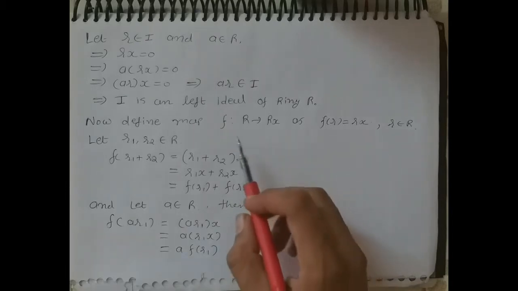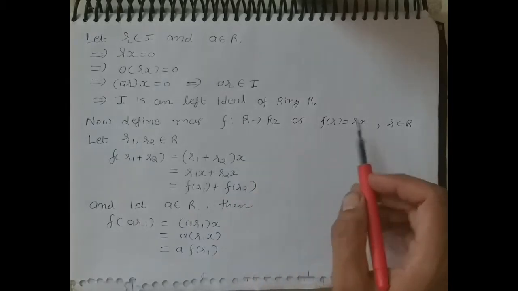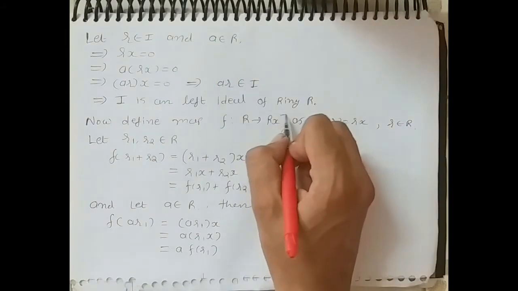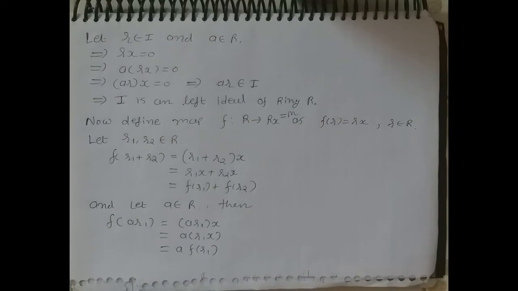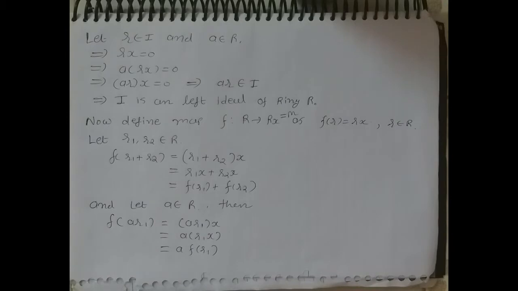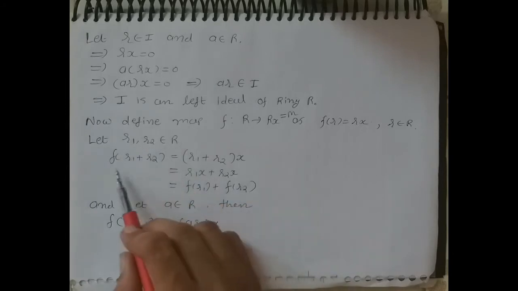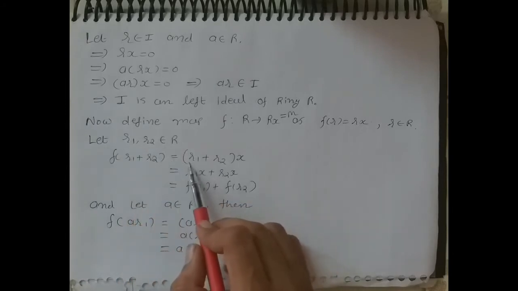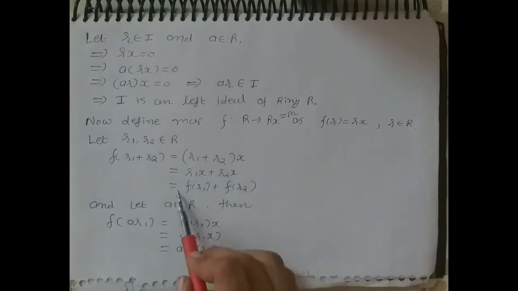So let us define map f from R to Rx as f of r is equal to rx. But here our Rx is equal to M, so our map is from R to M. So f of r is equal to rx where r belongs to R. So first we show that f is an R-homomorphism. So let us consider two elements r1 and r2 belongs to R. So f of r1 plus r2 is equal to (r1 plus r2)x. It is equal to r1x plus r2x, which is equal to f of r1 plus f of r2.